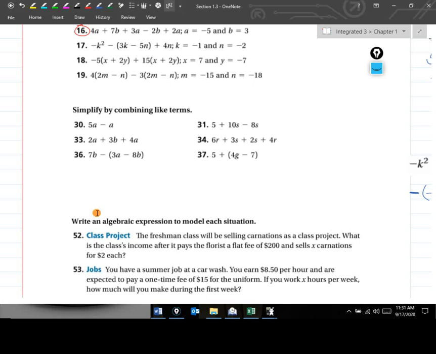TI-83 you can use anytime you want to as well, but on your ACT, that's the only calculator, or I guess that's the highest level of calculator that they let you use. Okay, they don't let you use Desmos on the ACT. So just kind of keep that in mind.